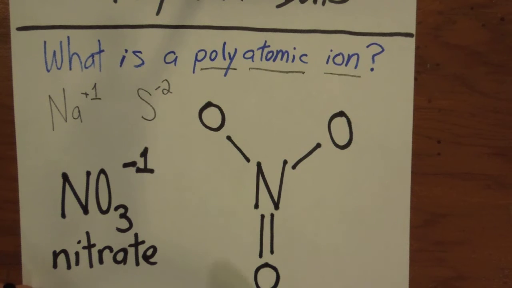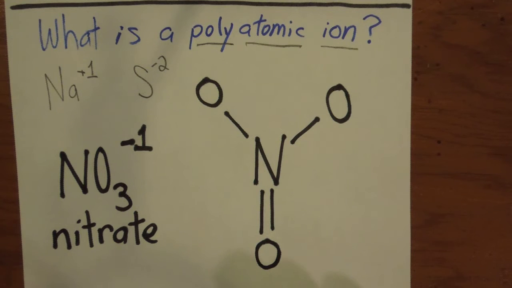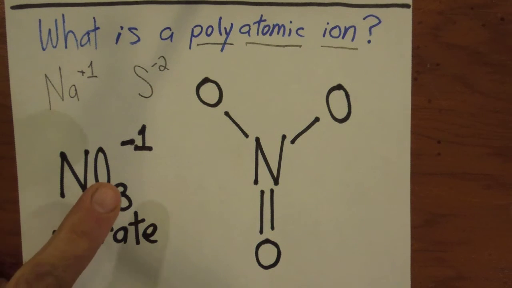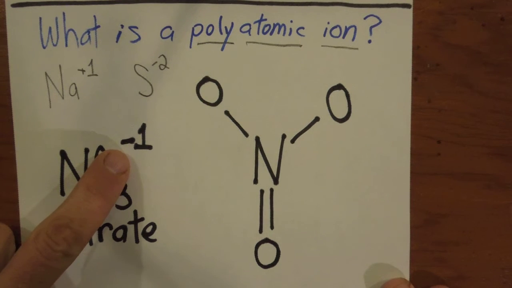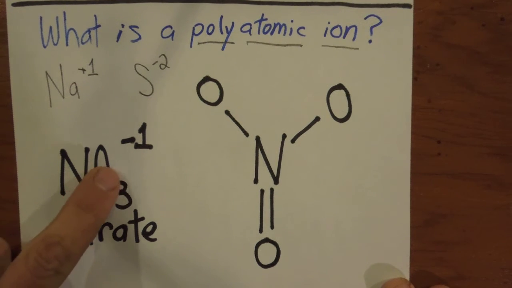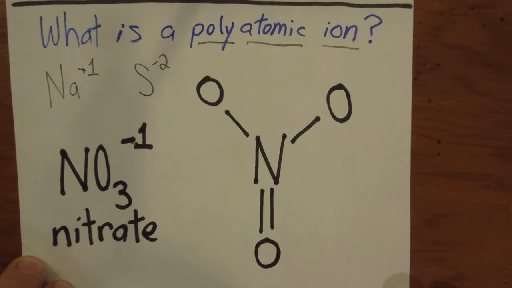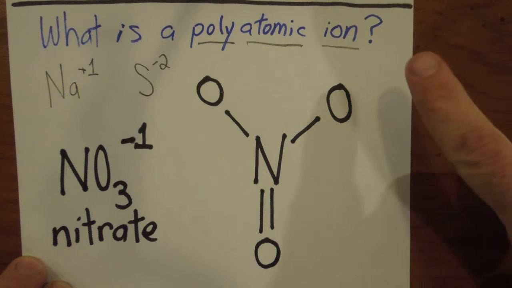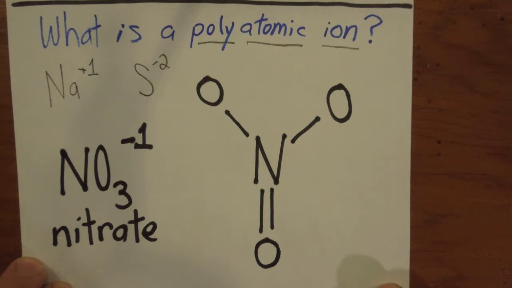So in one way, this looks a lot like a molecule, and I suppose you could call it a molecule. But because it has a -1 charge, we call it something else. We call it a polyatomic ion. Now you might be wondering, where exactly is that -1 charge? I mean, here it's written directly after an oxygen. Does that mean that one of the oxygens has the -1 charge? If so, which one? Or could it be that the nitrogen has the -1 charge?